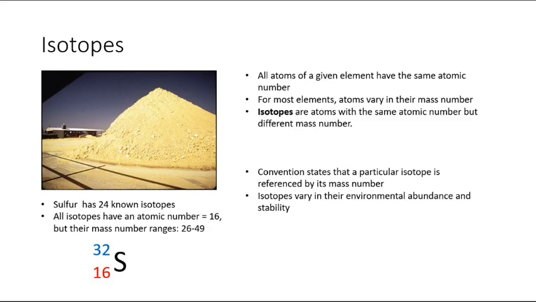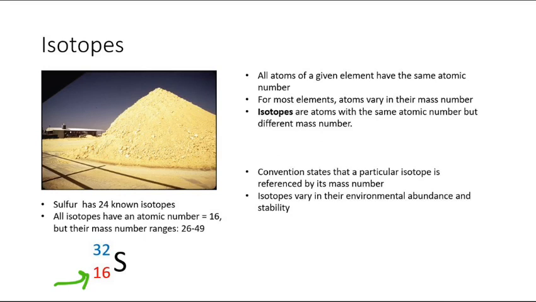Check out this heap of sulfur, for example. Scientists have discovered that there are 24 isotopes of sulfur. All of those isotopes have the same atomic number, 16. The mass of the various sulfur types ranges from 26 to 49, though. So if you subtract 16 from 26 to 49, you actually find out that the number of neutrons in sulfur isotopes ranges from 10 up to 33.